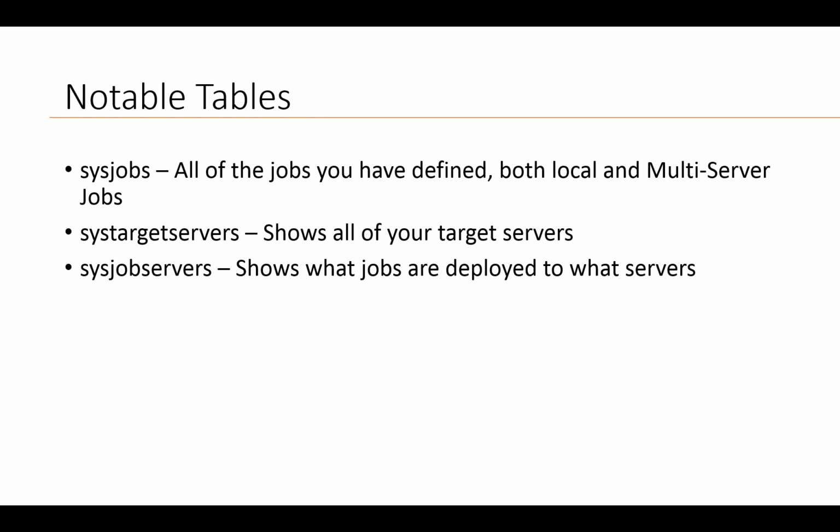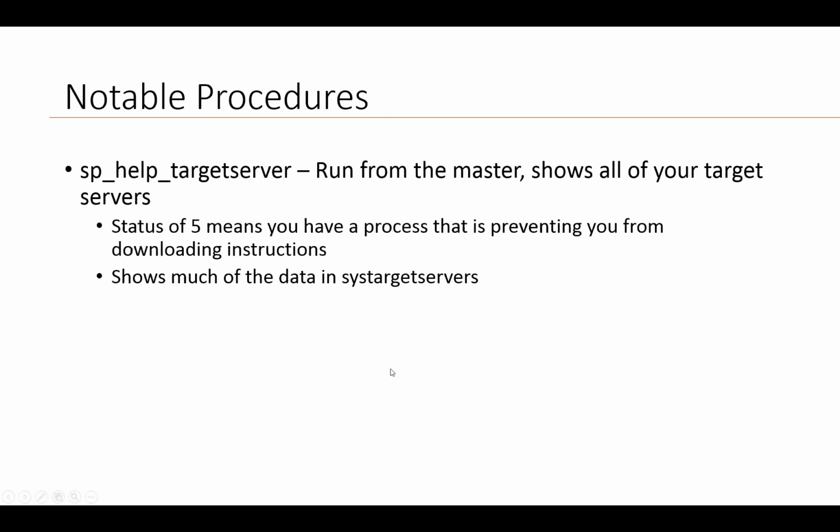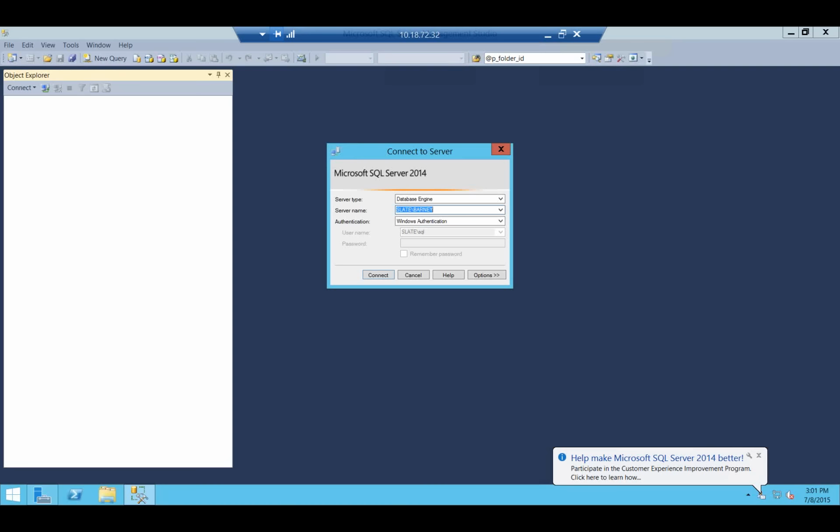However, there's 2 tables that you're typically not going to see, and that's systargetservers. That shows all of the target servers that you've registered. And then there's also sysjobservers. That's a one-to-many, and it shows what jobs are deployed to what servers. And there is a stored procedure called sp_help_targetserver. When you run that from the master, it shows the status of all of your jobs. And I'll show you that here in just a minute.